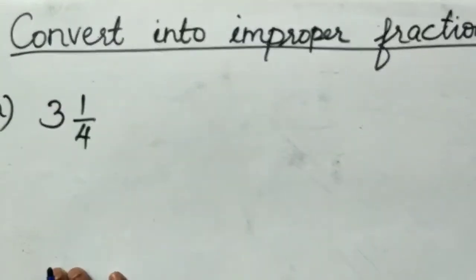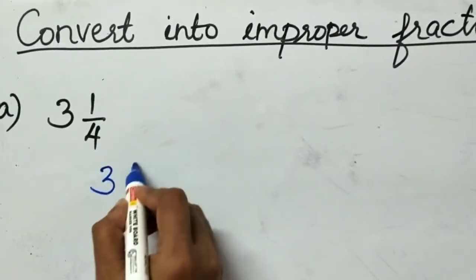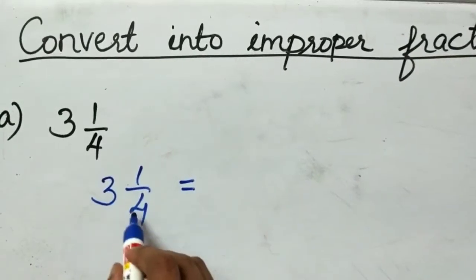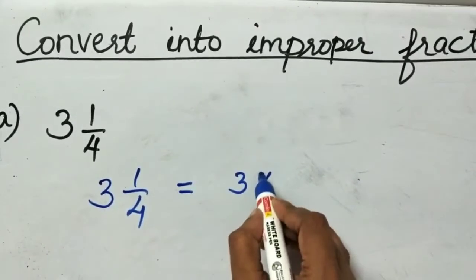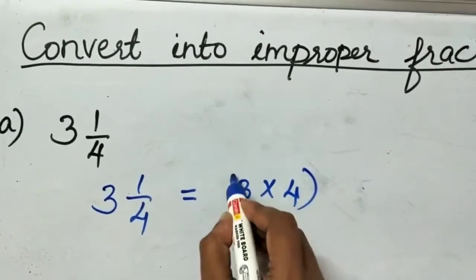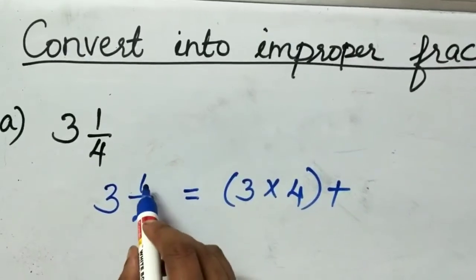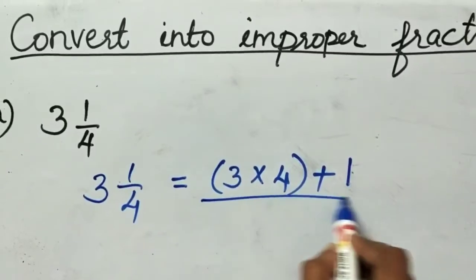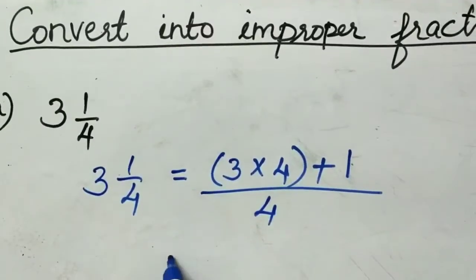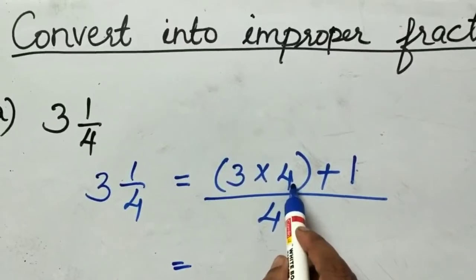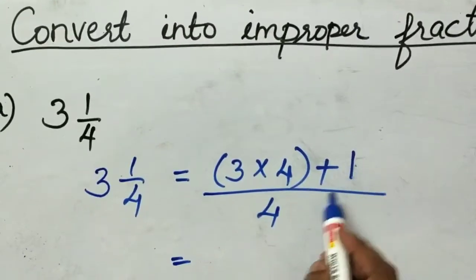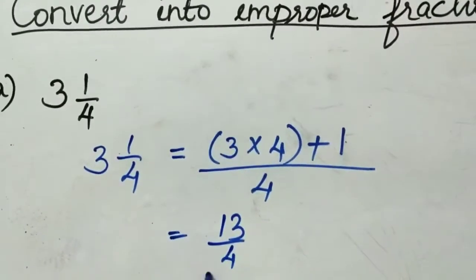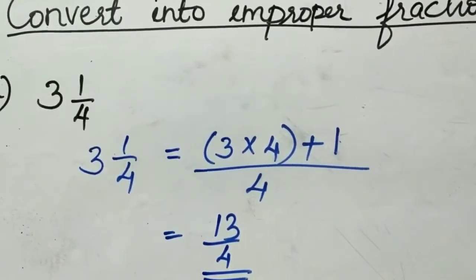3 and 1 by 4 equals 3 into 4 plus 1, divided by 4, the denominator. 3 into 4, 12. 12 plus 1, 13. 13 by 4. 3 and 1 by 4 equals 13 by 4.